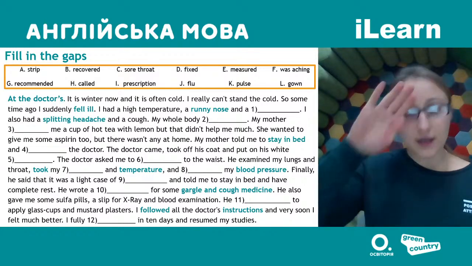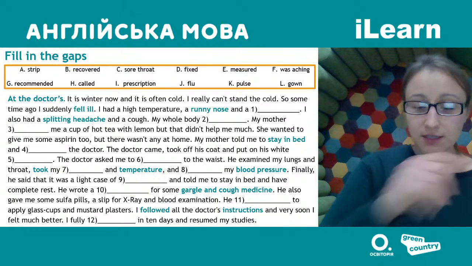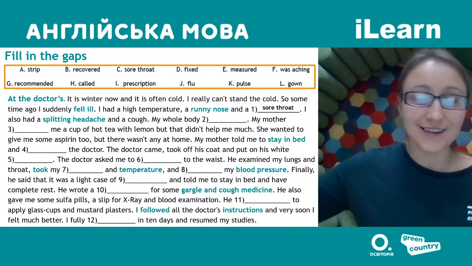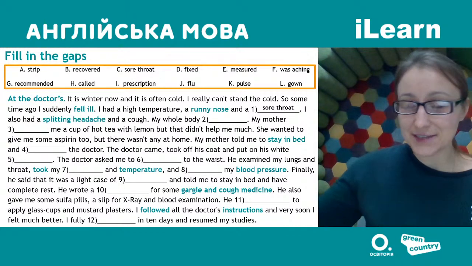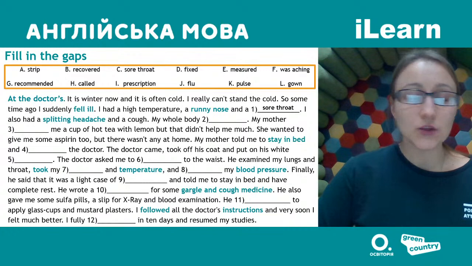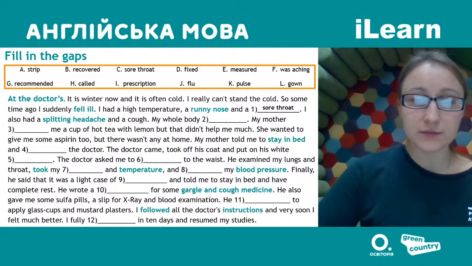So, a high temperature, a runny nose, and usually we say, and a sore throat. That's right. І зазвичай, якщо йде ось така, такий перечень, такий лист, да? So we usually have a sore throat. Not ill throat, не хворе горло, не ill, не sick, але sore throat, запам'ятовуємо.